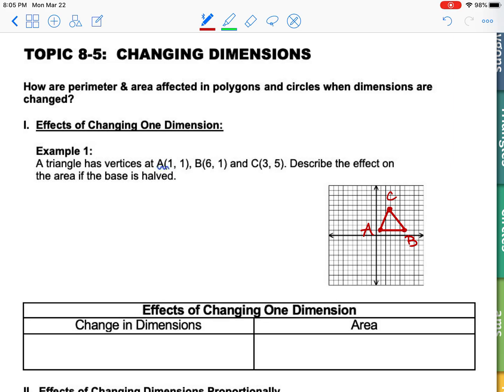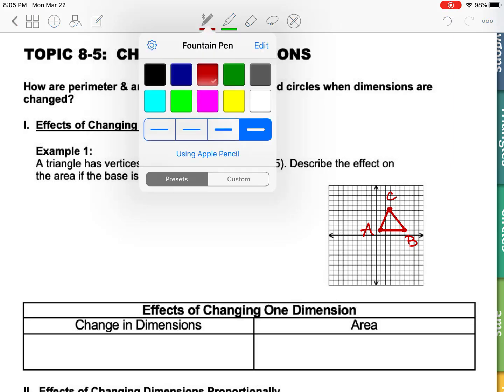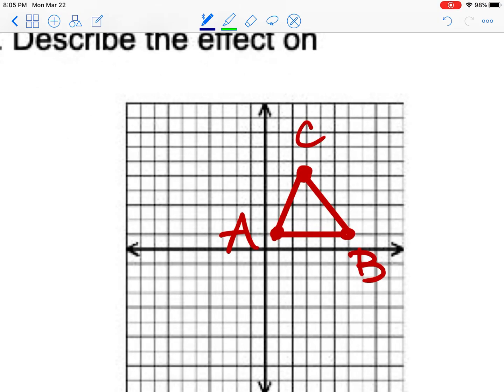Okay, to find the area, remember we need two things. We need the base and the height. Well, your base is easy because we can count it. The height is perpendicular. We can also count it because those are perpendicular lines, vertical and horizontal. So if we count our base, 1, 2, 3, 4, 5, we have a base of 5 and a height, 1, 2, 3, 4, a height of 4.